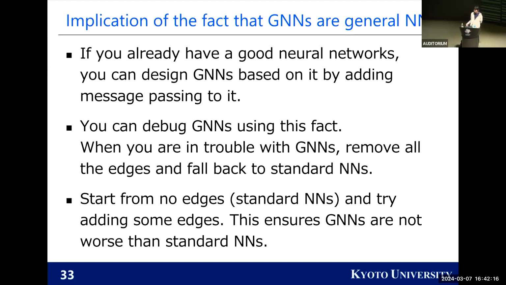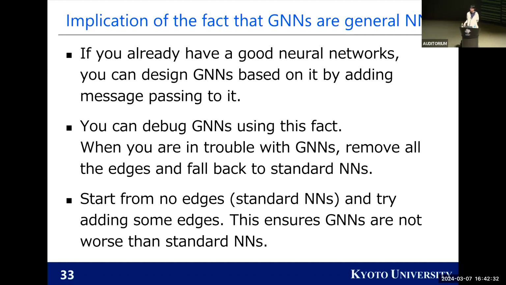And also this fact can be used to debug graph networks. For example, if you are in trouble with GNNs, you can remove all the edges and fall back to standard neural networks. Then if you still have some troubles, it means that there are some bugs in the more basic part of the neural networks.